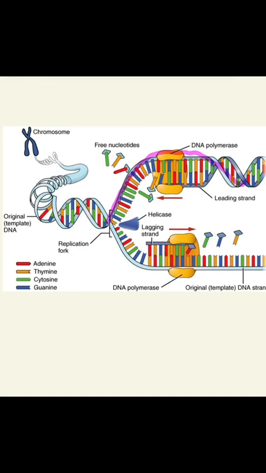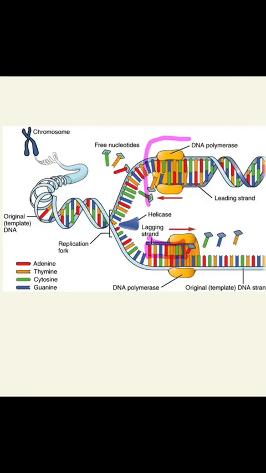On the lagging strand, DNA is synthesized discontinuously in short segments called Okazaki fragments, because it's running in the opposite direction. It's running away from this replication fork, which means that it has to add in fragments, and these fragments are called Okazaki fragments. This part here is an example of an Okazaki fragment. They're later joined by enzymes to form a continuous strand.